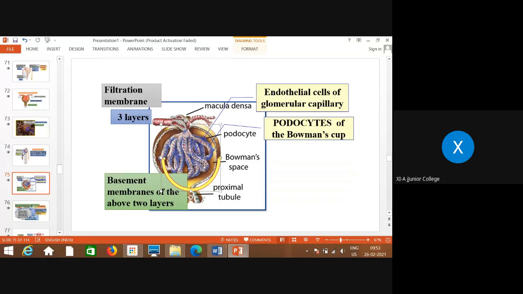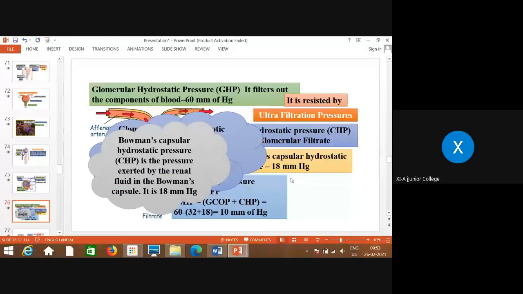Even the podocytes are specialized, and they help create pressure in the blood capillaries, and that helps in the filtration, which is called ultrafiltration. So this is all about the filtration in the glomerular region. The first factor is the glomerular hydrostatic pressure, which I told you about already. It filters out components of blood and is generally considered to be 60 mm of Hg, which I will tell you at the end of this part.